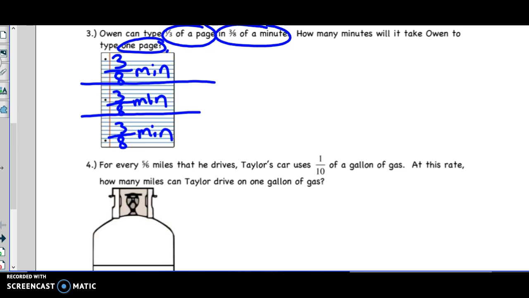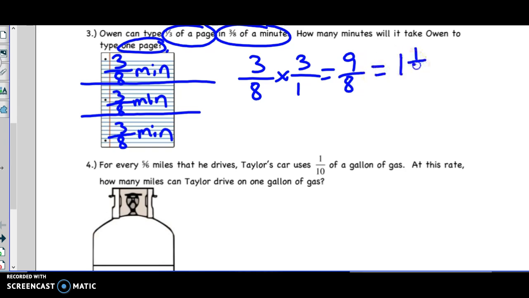So now I need to set up my multiplication problem. 3/8, I wrote that 3 times. So 3/8 times 3 gives me 9/8. Or, as a mixed number, that's just 1 and 1/8. So it would take Owen 1 and 1/8 of a minute. Now, I don't think that problem is accurate or true, but for the problem, that is our solution. Now I want you to pause the video and try question number 4.